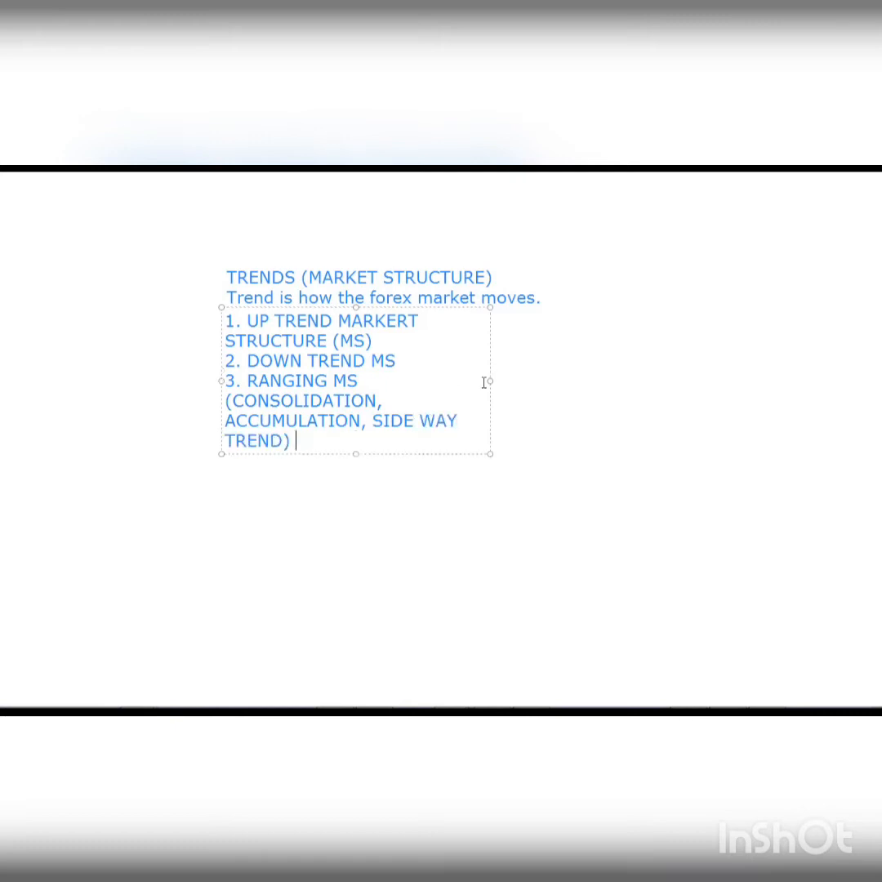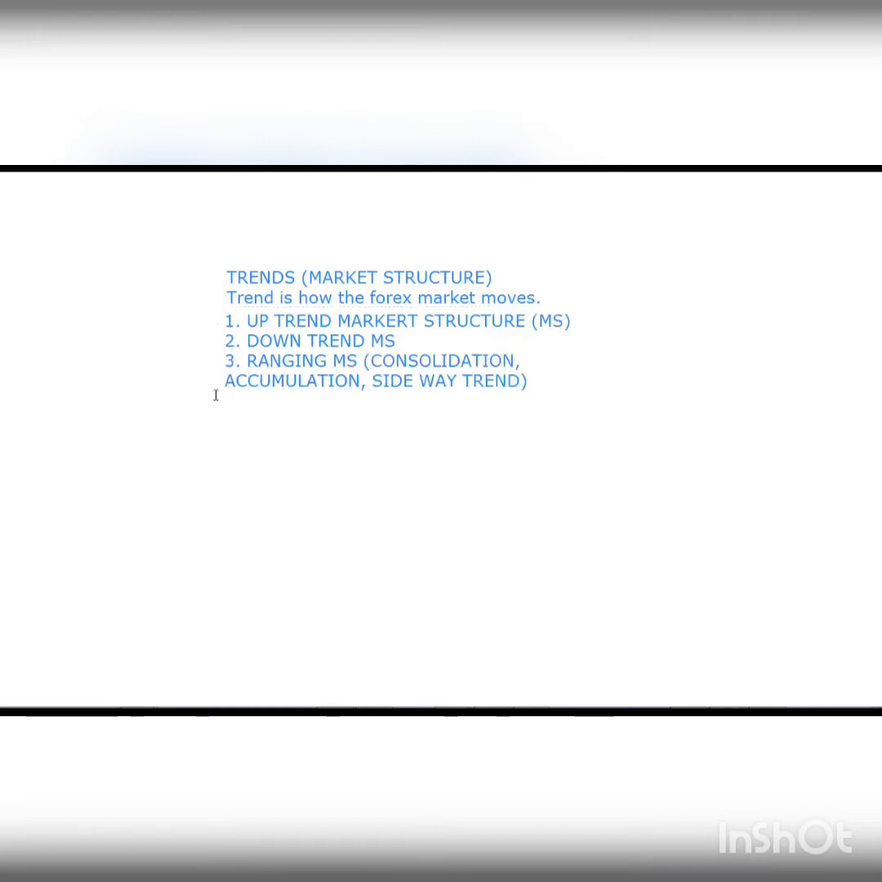Okay, guys, I would explain this a little bit before we move forward and then give examples. When we are talking about an uptrend, since we already know that the trend is basically how the forex market moves, that means an uptrend is the market moving to the upside. Then the downtrend is whereby the structure of the market is going towards the downside. And the ranging market structure is basically known as the sideways trend or accumulation and consolidation. This is when the market is not moving in an upward or downward direction. It is just moving sideways.